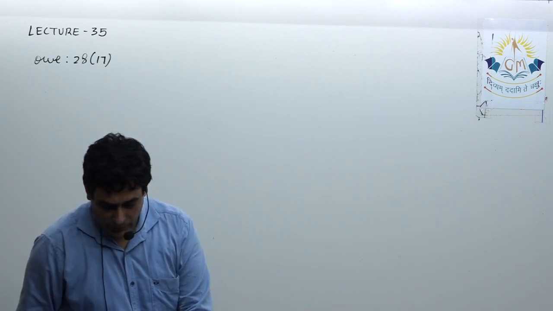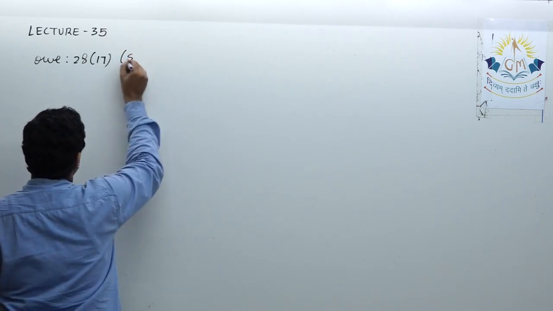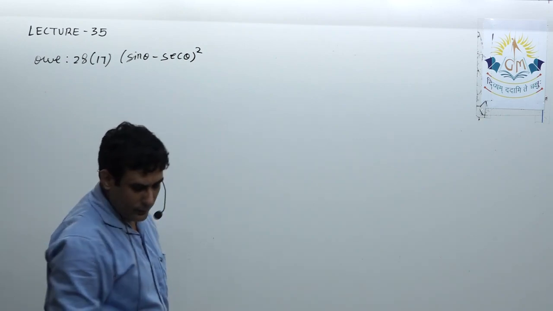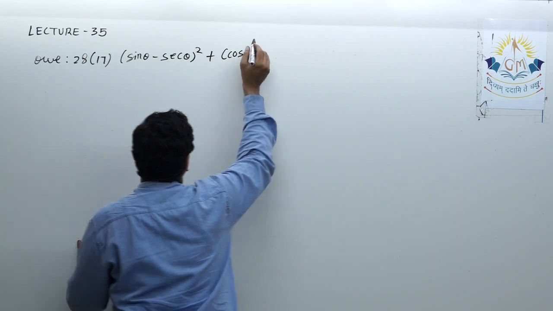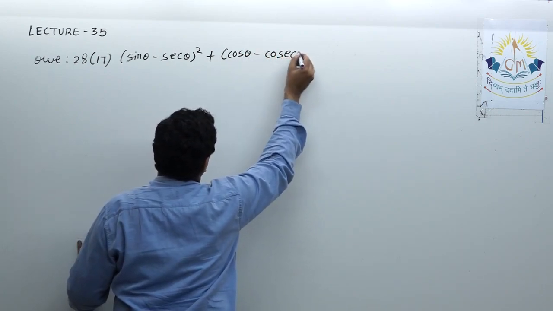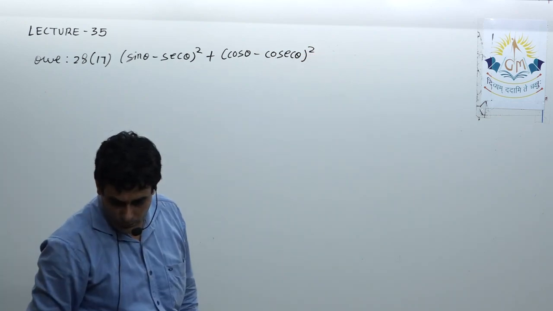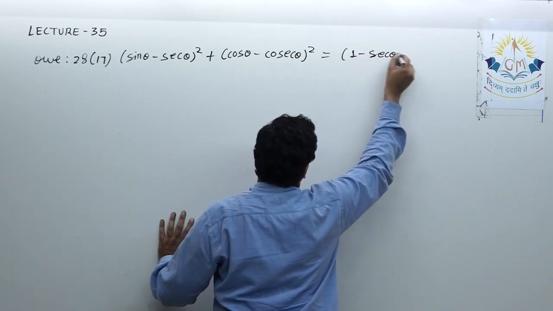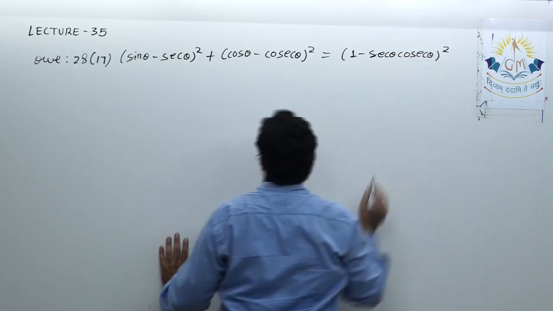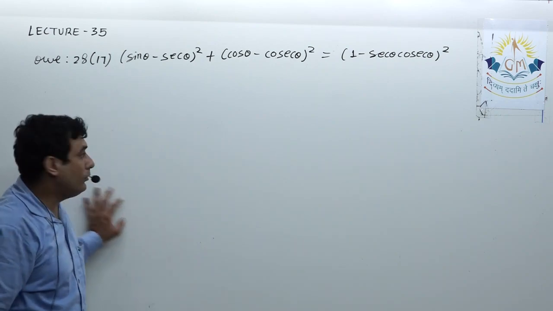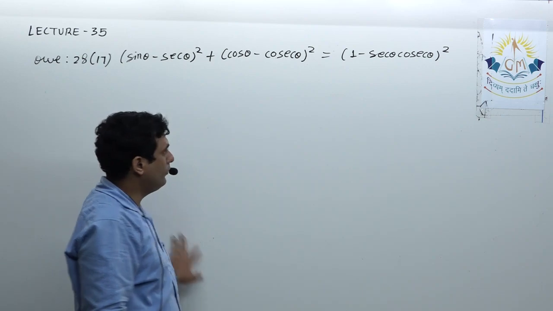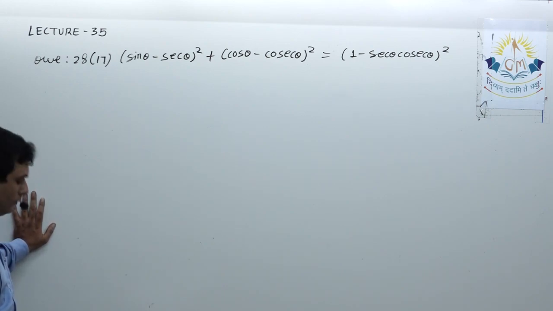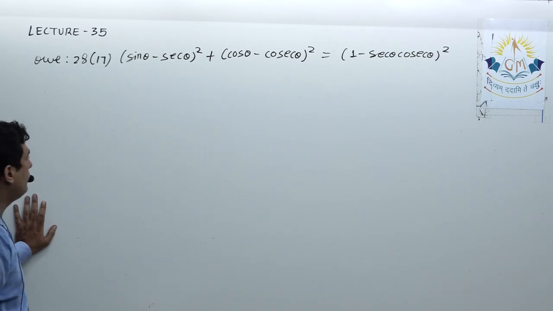Question number 17 of main question 28. We have to prove that (sin theta minus sec theta) whole square plus (cos theta minus cosec theta) whole square is equal to (1 minus sec theta cosec theta) whole square. So let us see how to prove this.